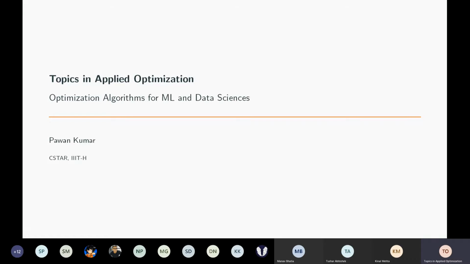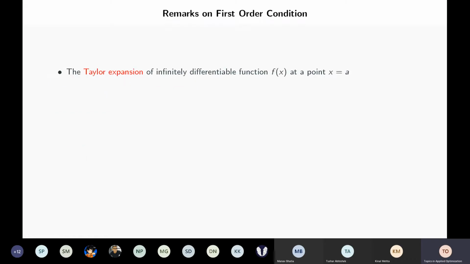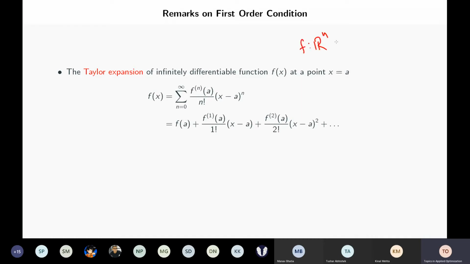Okay, hello everyone. Let us continue with the convexity part that we were doing last time. We saw Taylor expansion of an infinitely differentiable function, and this is what it looks like for a function that goes from R to R. So for functions like this, we have the Taylor expansion. So I can expand the function f(x) at the point x equals a using this infinite series.